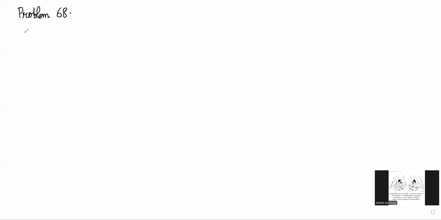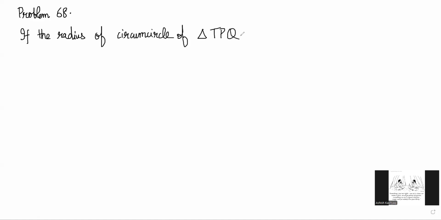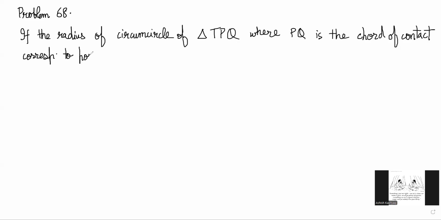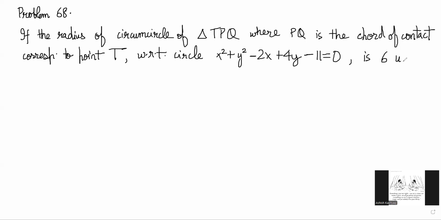Hi. In this question, we are going to look at a circles problem. If the radius of the circumcircle of triangle TPQ, where PQ is the chord of contact corresponding to point T with respect to the circle x square plus y square minus 2x plus 4y minus 11 is equal to 0, is 6 units.